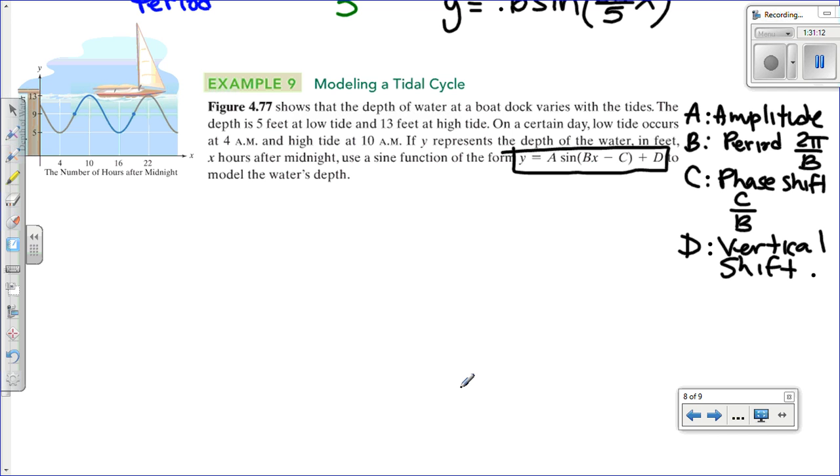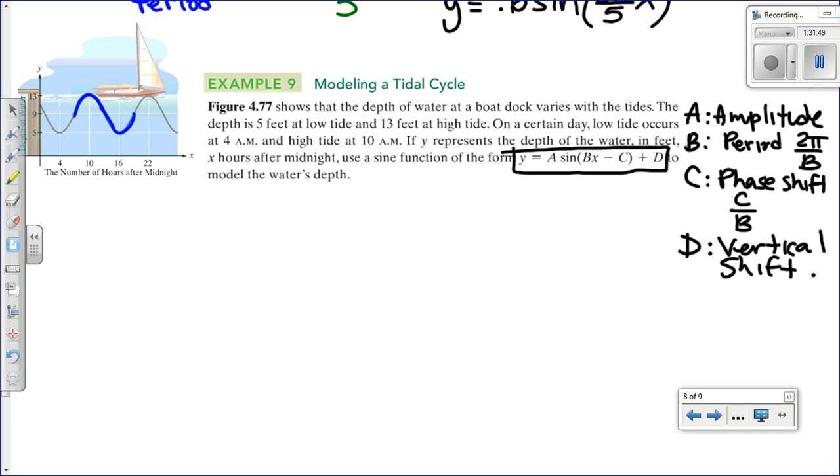Okay, now we're asked to use sine again. However, well, no, not really. I cannot use cosine. Okay, so what we're going to take into account is the period that we see from here to here, but we should probably read the problem first. So modeling a tidal cycle. The figure 4.77 shows that the depth of water at a boat dock varies with the tide.